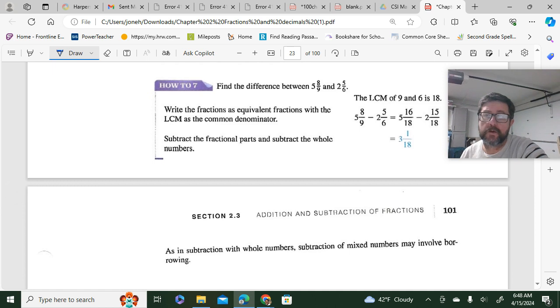So 5 and 8/9, and 2 and 5/6. Again, if you want to figure out the least common multiple of 9 and 6, that would be 18. You would do 5 and 16/18 minus 2 and 15 over 18. I myself at this time would be using my calculator.